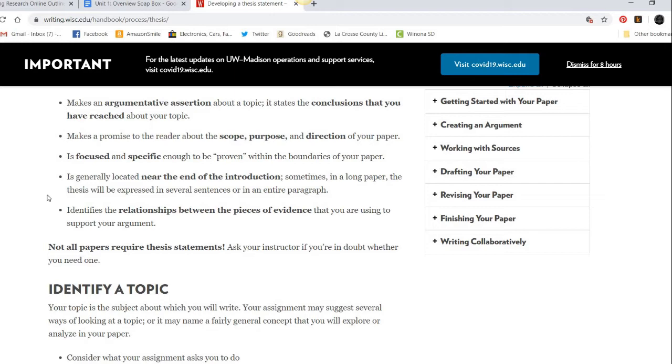A thesis statement is focused and specific enough to be proven within the boundaries of your paper. I'm so happy that they have quotes around "proven," because remember, nothing is objective, right? This is just your angle, but the way it becomes a fact, with quotes, is by you making it specific enough and finding the evidence for it, right? You make it into a backed up statement with your evidence.